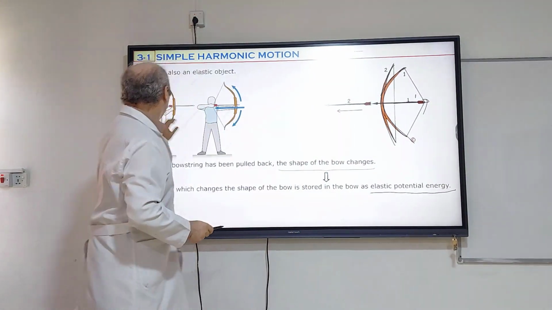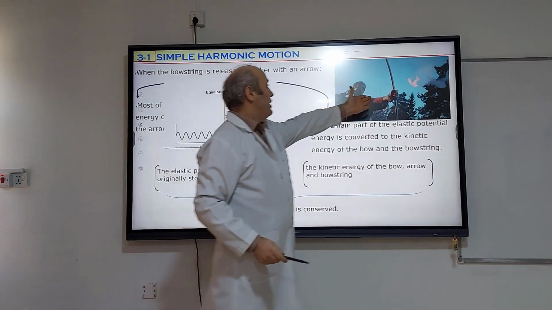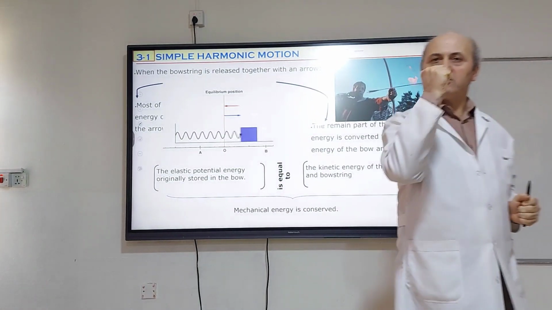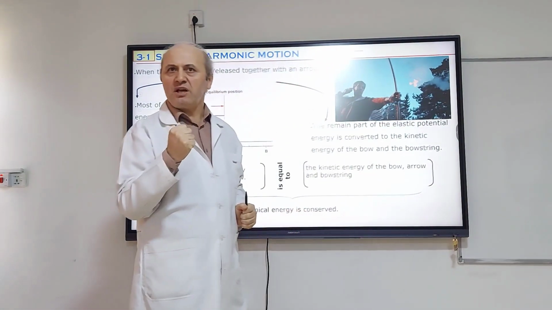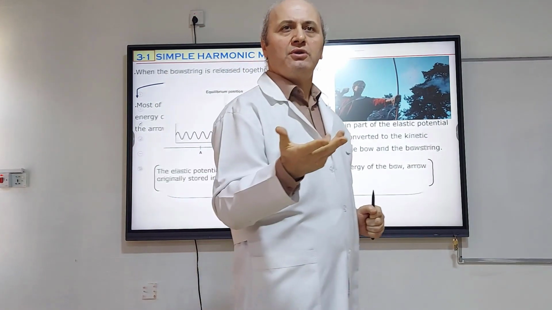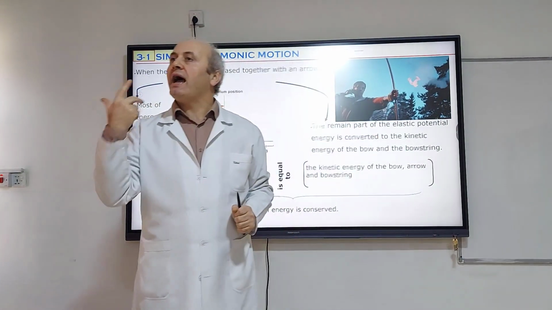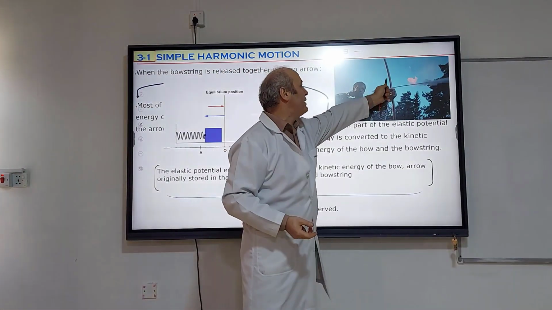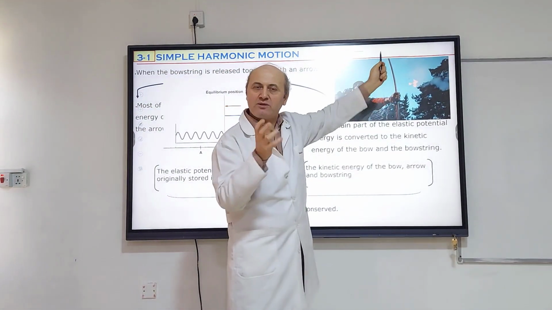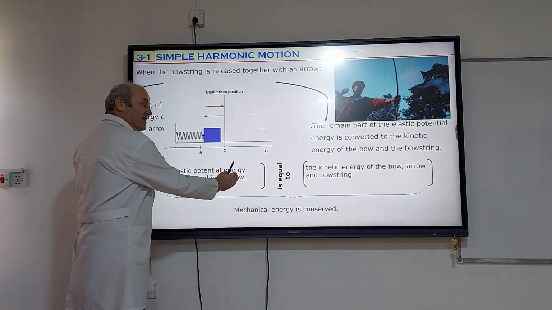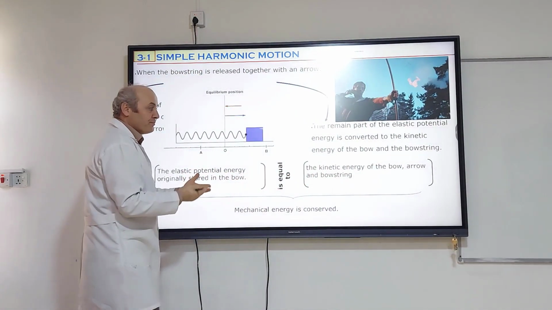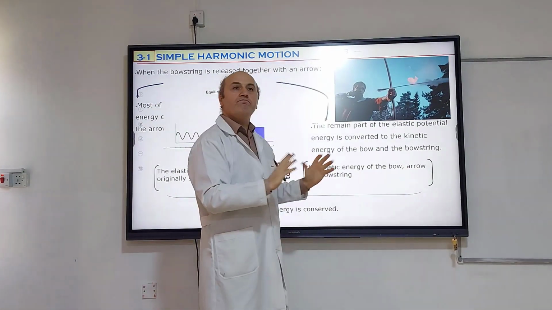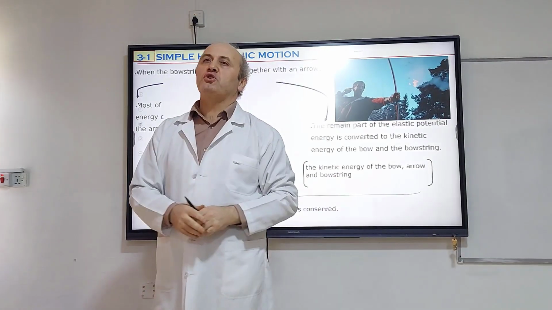What's going to happen? When you release it, the arrow will start moving away from the string with great speed, which means the elastic potential energy stored in the bow will be converted to kinetic energy of the arrow. But not only the arrow is moving, the string is also vibrating, and the bow is also vibrating a little. That's why we say that the original stored elastic potential energy is converted to kinetic energy of the bow, arrow, and bowstring. This is conservation of mechanical energy.